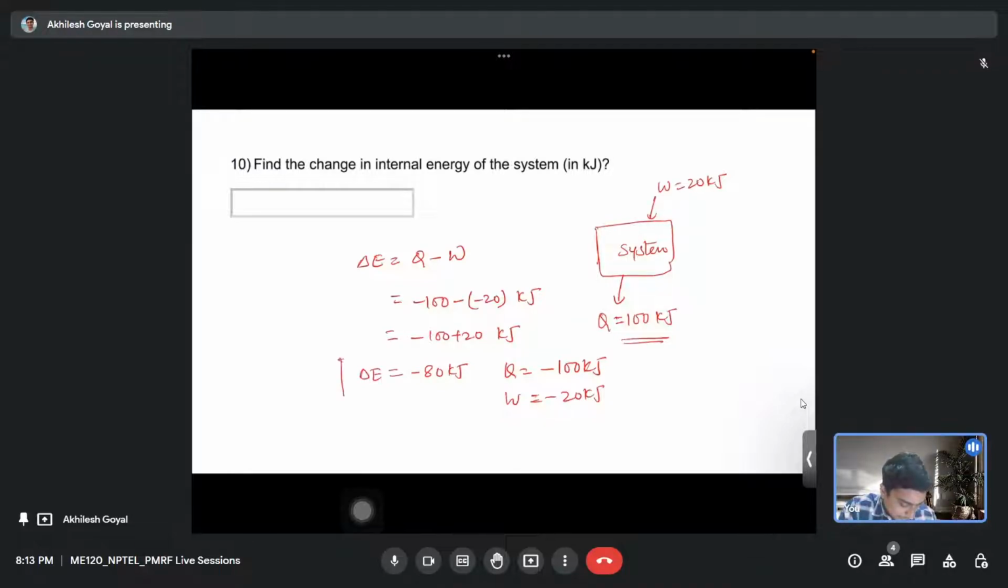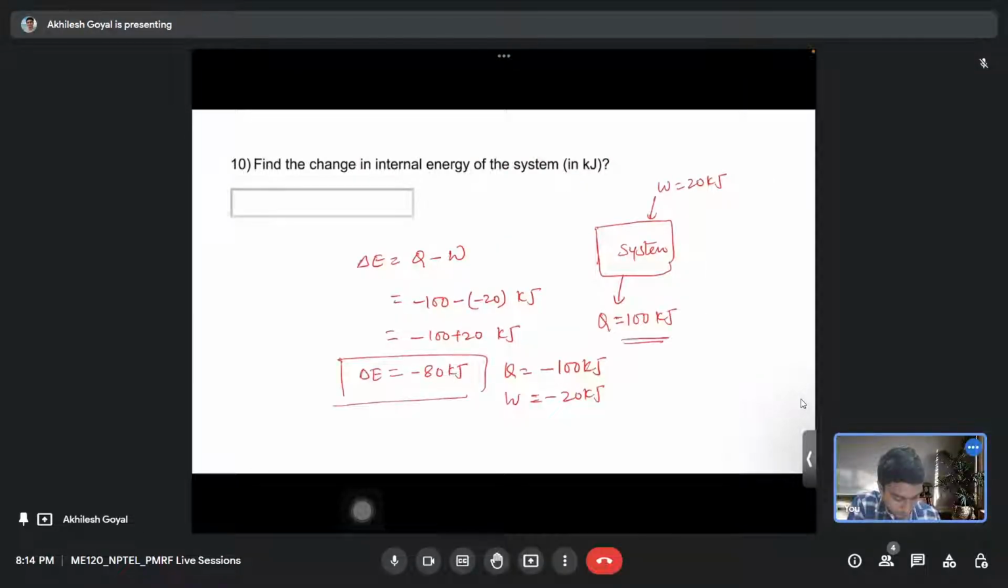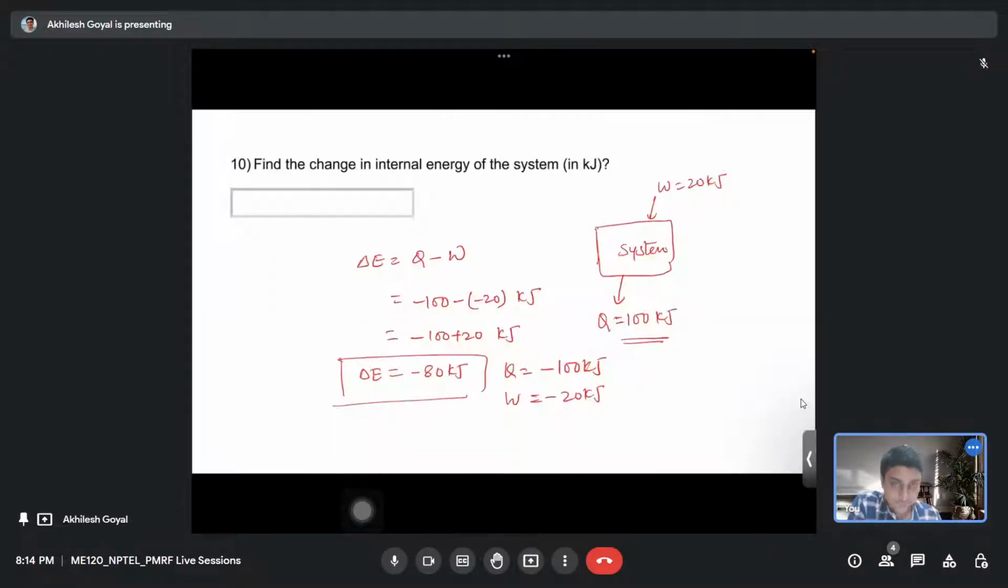So the internal energy change is minus 80 kilojoule. That means the internal energy of the system is decreasing, as the system has transferred 100 kilojoule of energy to the surroundings, that is given in the question. So this is the change in internal energy of the system, del E is minus 80 kilojoule.